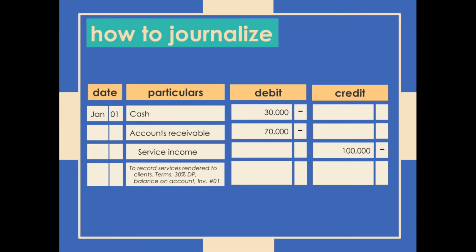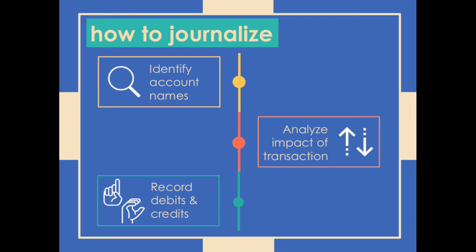We'll go through the step-by-step process of making this entry. The first things that you need to do are identify the account names affected, analyze the impact of the transaction, for example, will the account increase or decrease, and then determine whether these should be recorded as debits or credits. These have been previously covered in parts 2 and 3.